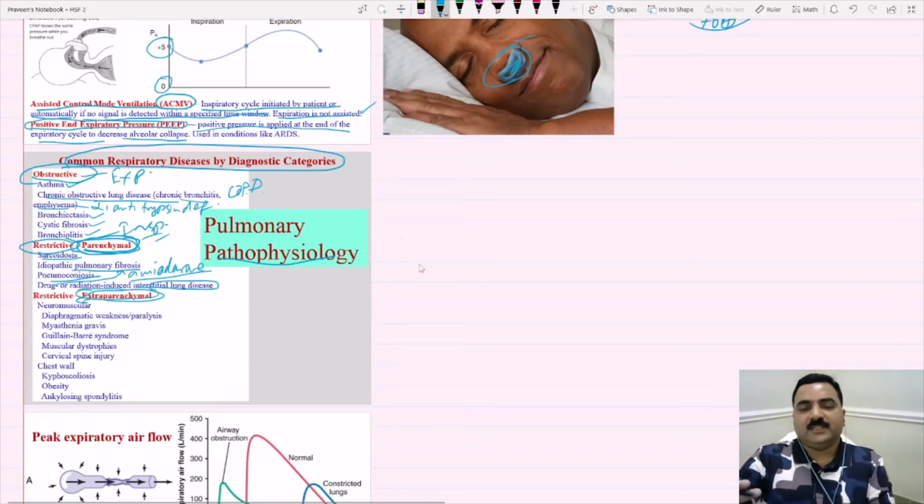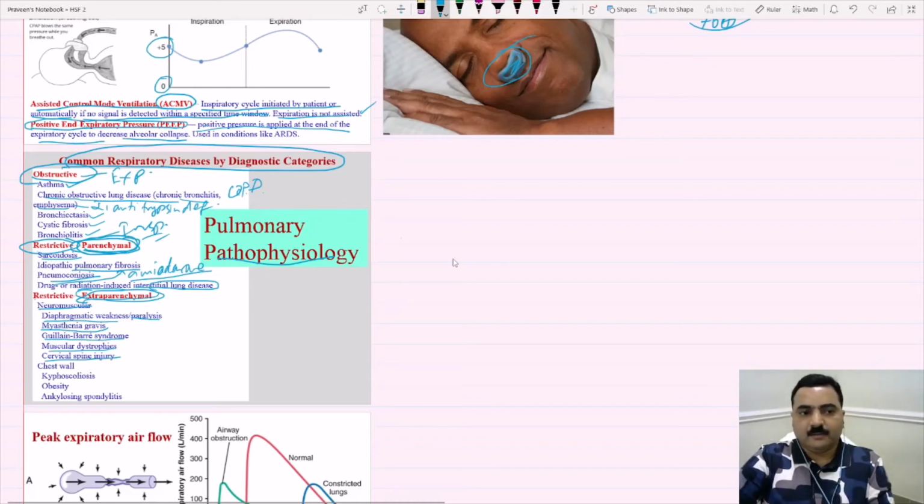It is due to the muscles, the bones, and the tissue outside the lung, like neuromuscular problems. Diaphragmatic weakness or paralysis, damage to the cervical region, and damage to the phrenic nerve can cause weakness or paralysis of the diaphragm. Or neuromuscular junction disease like myasthenia gravis, Lambert-Eaton, Guillain-Barré syndrome, muscular dystrophies, cervical spine injury, etc. These cause difficulty in breathing.